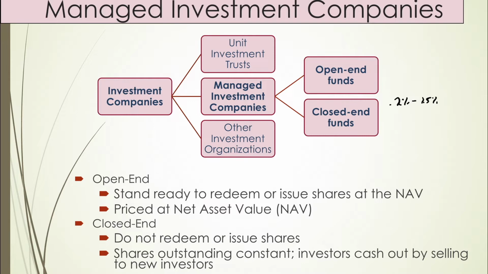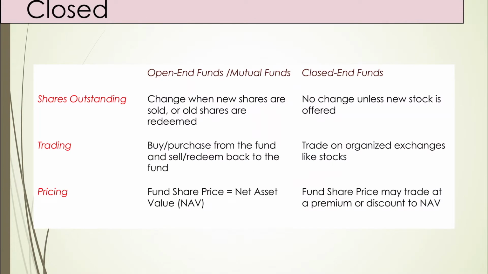So they can be purchased through a brokerage, and with these closed-end funds, they are priced at premiums or discounts to their net asset value. As you'll see on the upcoming slides, oftentimes they're priced at a discount, which is kind of puzzling and something that is not fully explained, but you can see that the prices of closed-end funds often fluctuate from their net asset value. So let's take a look at the main differences between open-end and closed-end funds. As I mentioned, with open-end funds, their shares outstanding change when new shares are sold or when shares are redeemed, whereas with closed-end funds, there's no change unless new stock is offered.